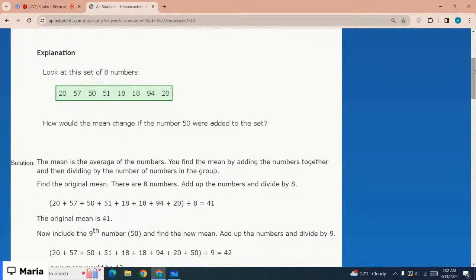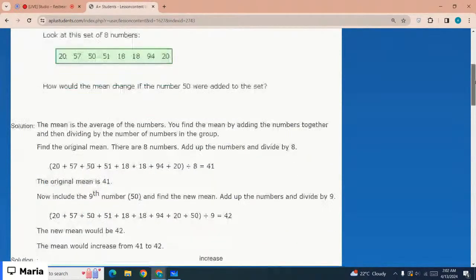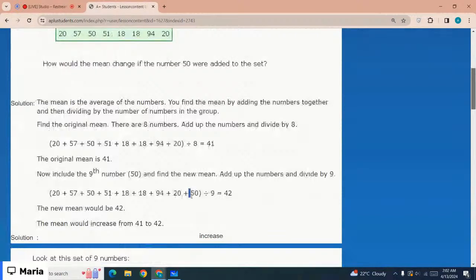Now you have to see, if you add 50, what is the change in the mean? So simply add the numbers. When you add 50, there are now 9 numbers. So sum up all the numbers, including the 50 you added, and divide by 9 because you now have 9 numbers, right? So the mean is 42. That means the mean is increased from 41 to 42. That means if you add another number, the mean is increased, right? Okay, let's just start with the test questions.